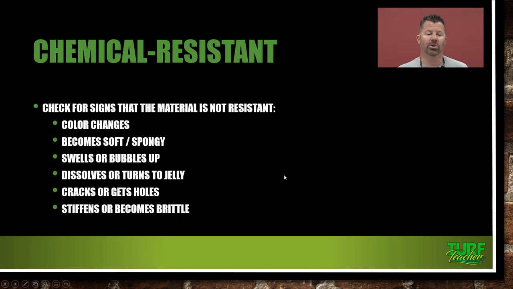Check for signs that the material is not resistant. You're going to look for color changes. If your PPE has had a color change, it may not be chemically resistant anymore. If it becomes soft or spongy, if it swells or bubbles up, if it dissolves or turns to a jelly-like substance, if it cracks or it has holes in it, or if it stiffens or becomes brittle, these are signs that it may not be resistant to the chemical anymore, and it is time to replace it.